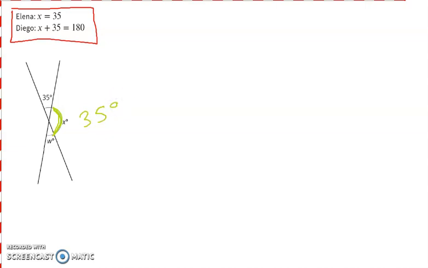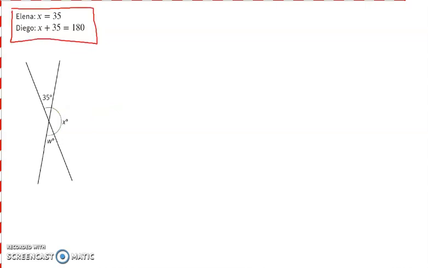Okay, cool. That's all well and good. We have a small problem though, because we are given that that angle is already 35 degrees. Now, it's not that two angles can't have the same measure. It's that two angles cannot have the same measure if they are clearly different sizes. So, hopefully you can see that the angle that is labeled 35 is much, much smaller than x. So x cannot equal 35. So Elena's equation is not the one we will be using.